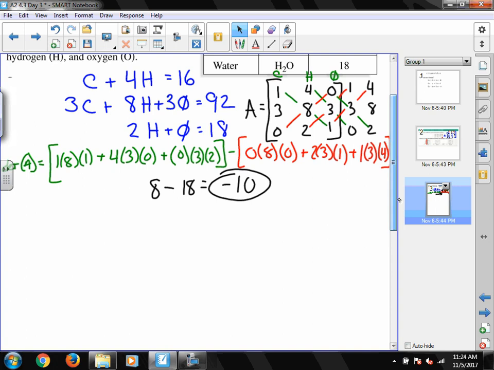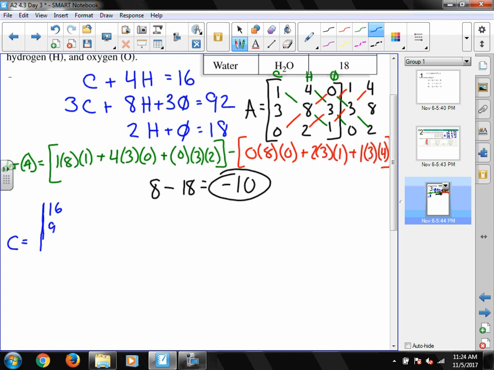Now to find carbon, I'll go in blue. Okay, I need to set up a new matrix. Again, it'll be a 3 by 3. I'm going to take out my carbon coefficients, 1, 3, and 0, and replace those with what our equations are equal to: 16, 92, 18. Other than that, A stays the same: 4, 8, and 2, 0, 3, and 1. And I need to divide all that by negative 10.